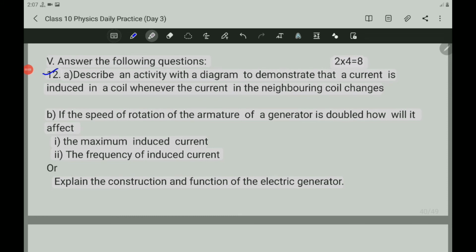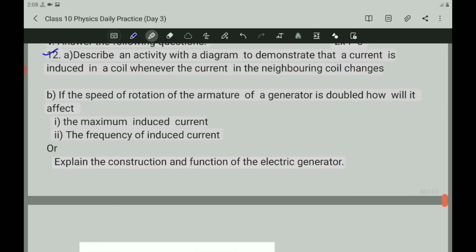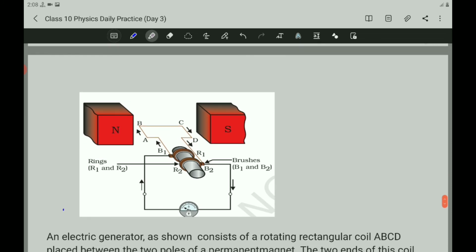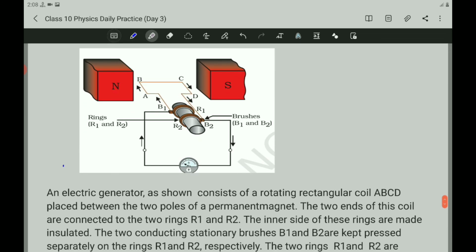The choice question: explain the construction and function of the electric generator. We have discussed many times about the construction and function of the electric generator. Now let us see the answer. See, this is the figure of the electric generator and its function.